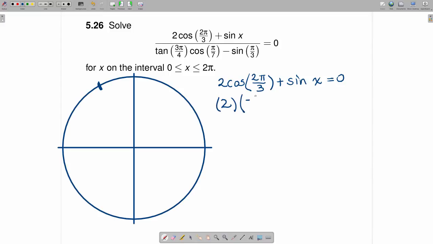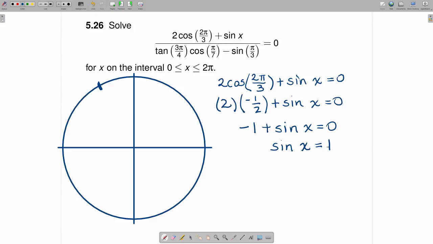multiplied by negative 1/2 plus the sine of x is equal to 0. 2 times negative 1/2 is negative 1. The negative 1 can be taken over to the other side of the equation by adding 1 to both sides of the equation. When you add 1 to the left-hand side of the equation, you get sine of x. When you add 1 to the right-hand side of the equation, you get 1.